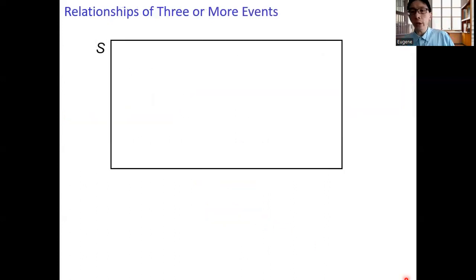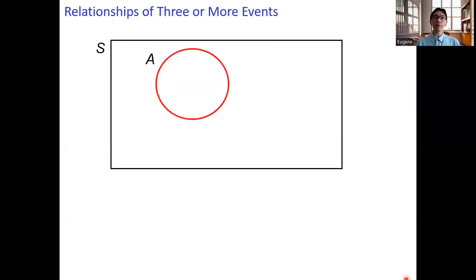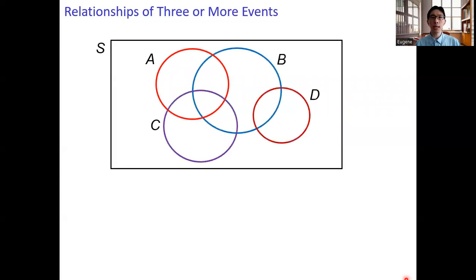Okay, so far we have talked about the relationship of two events. And we can extend it to more than two events, say 3 or more events here. Okay, so I have event A, event B, event C, and event D. Let's do some practice. I have a highlighted region here.